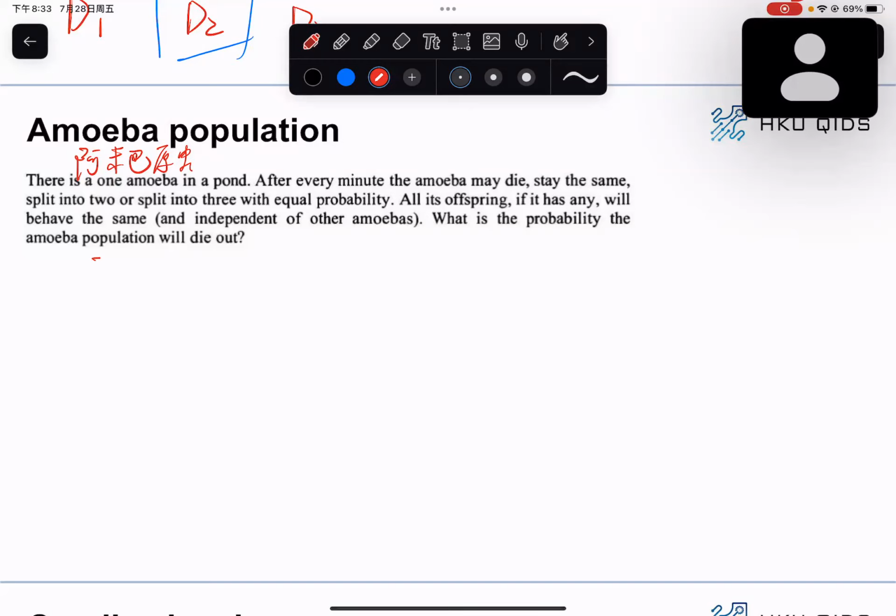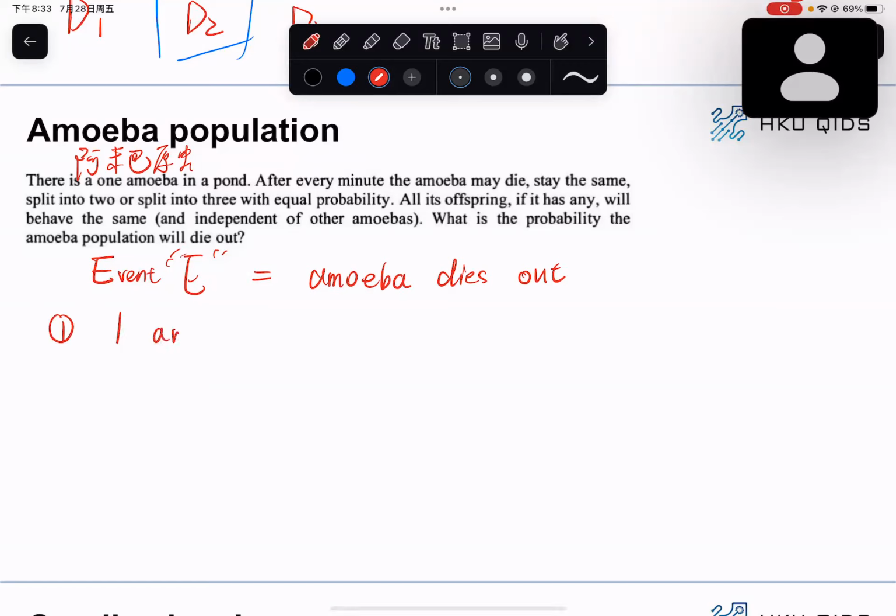Now let's define this event. Let's call this event E, equal to the amoeba population dying out. And then we use the philosophy that we start with the simple case. At the very beginning, there is only 1 amoeba.